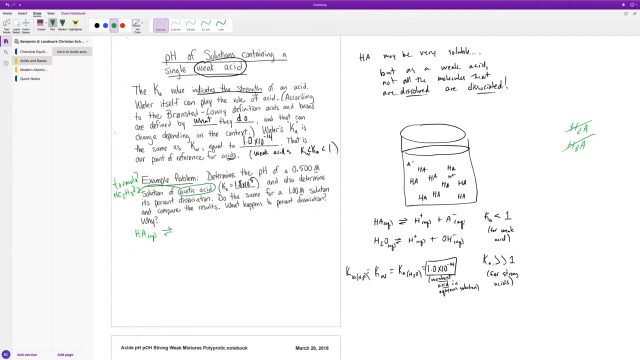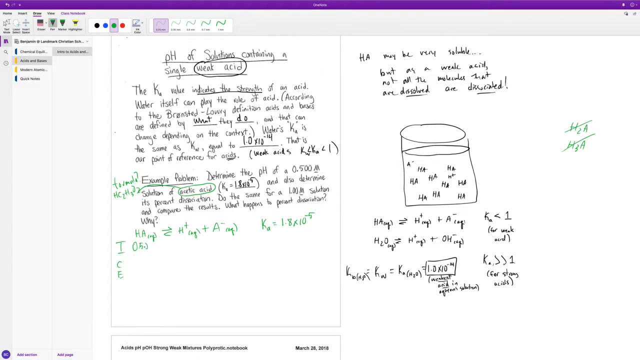Weak acids dissociate in water to generate H+ and A- ion. And we know the Ka for this process from a reference table. Mr. Kwood just gave it to you. 1.8 times 10 to the minus 5. Okay, so it's a weak acid. It's less than 1, and it is greater than water's Kw value. Okay, so we're going to make an ice table. The initial concentration of our weak acid is 0.5 molar.